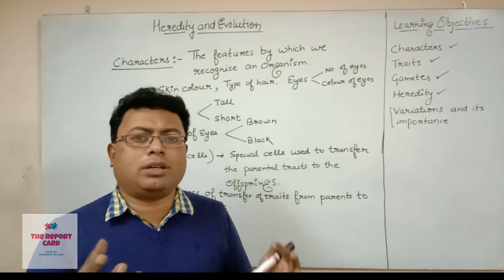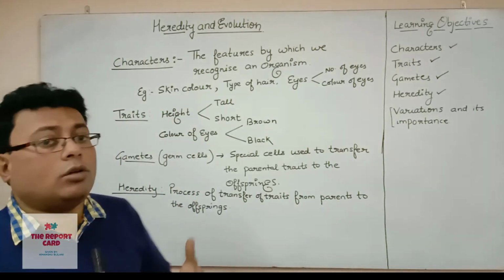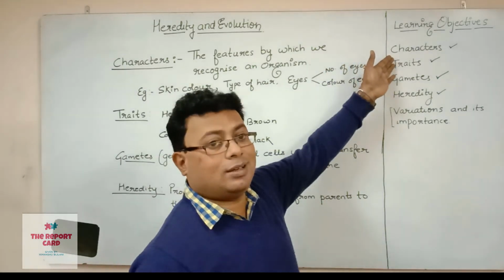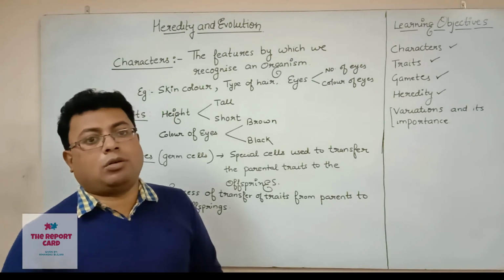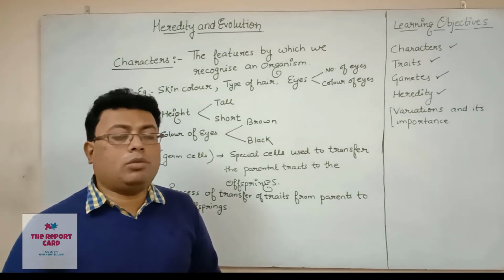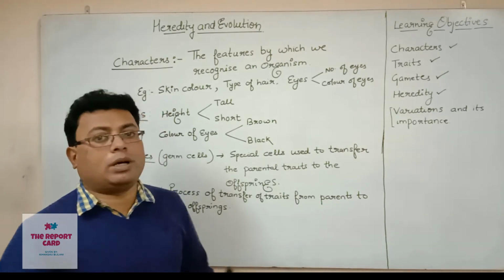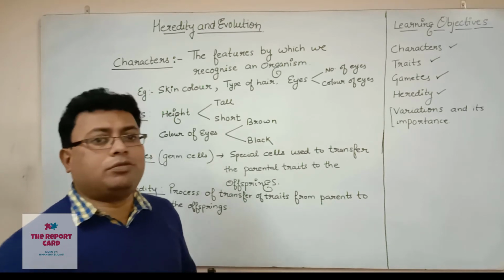Even if the differences are very slight, there are still differences. Now, these differences are in what? The differences are in traits. It can be like you might be fair, and your brother or sister might be whitish in complexion. You might have curly hair, and your brother or sister might have straight hair, right? So all these differences are there.